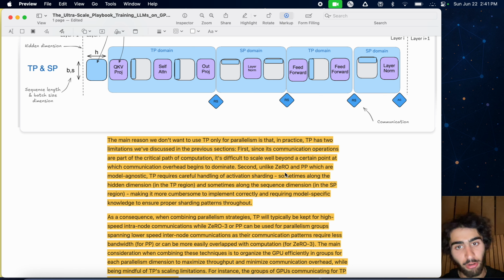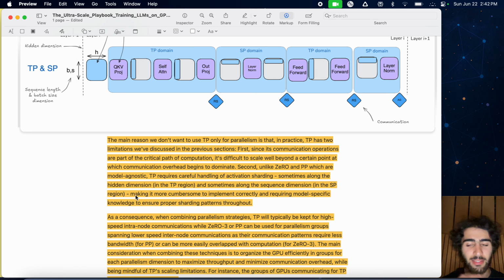Second, unlike zero redundancy optimizer and pipeline parallelism, which are model agnostic, which means that you can apply it irrespective of what the model is, like is it a convolutional neural network, whatever it may be, tensor parallelism requires careful handling of activation sharding, sometimes along the hidden dimension in the TP region, and sometimes along the sequence dimension in the sequence parallelism region. I'm not sure why it's saying sometimes, like literally tensor parallelism is along the head dimension and sequence parallelism is along the sequence dimension. So I'm not sure why they're saying sometimes.